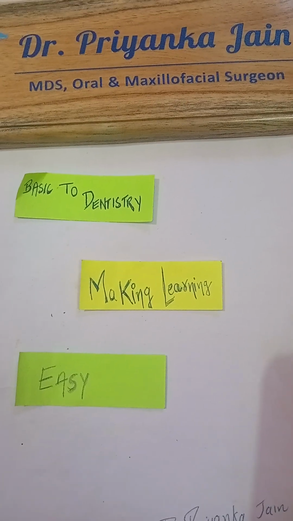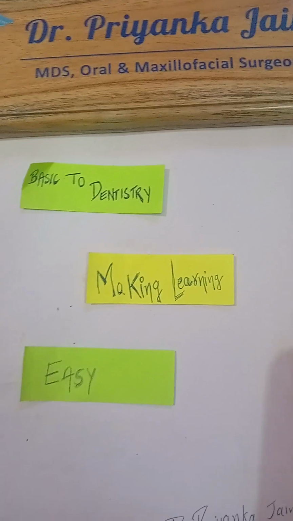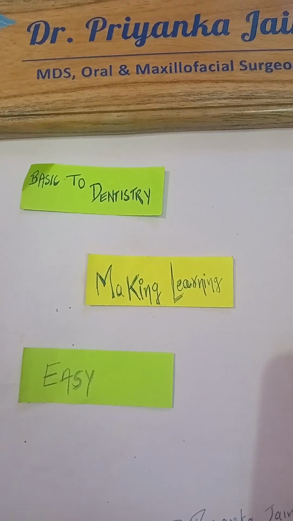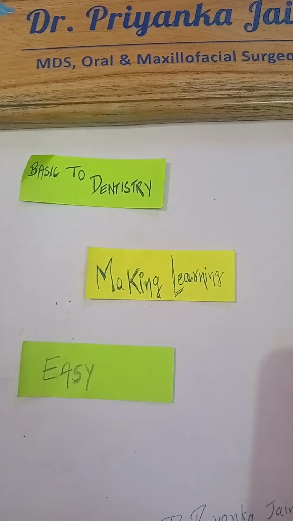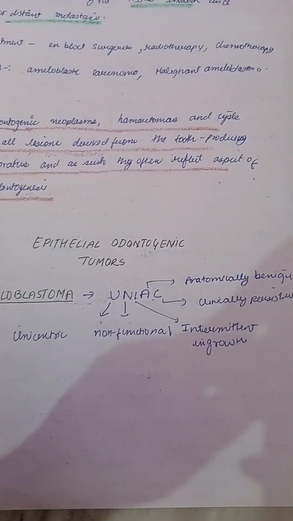Last class we started with odontogenic tumors. We have dealt with some of the terms. Today we'll be starting epithelial tumors, and we'll be starting with ameloblastoma. Okay, let's start. Epithelial odontogenic tumors, ameloblastoma.